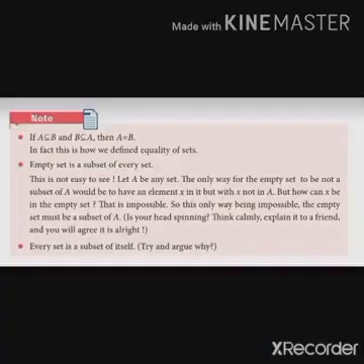There is a note on page number 10. First one: if A is a subset of B and B is a subset of A, then A is equal to B. What did you understand here? If A is equal to B, then we can say A is a subset of B and B is a subset of A. The A set and B set are the same.